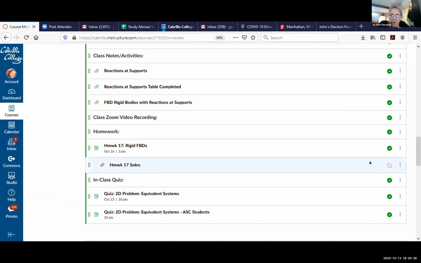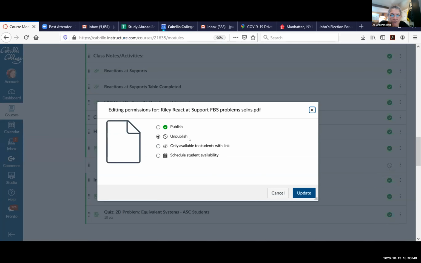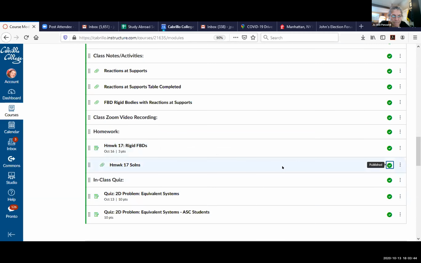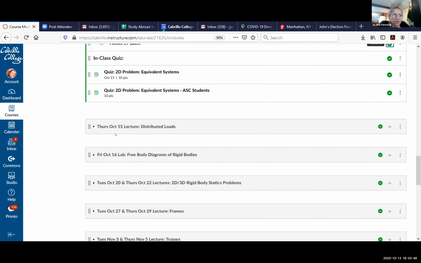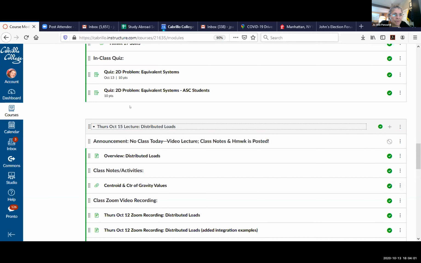Okay, let me move the pictures for a minute. Would you like me to post the solutions? I think you like to compare as you go along. So I'll publish the solutions. Okay. Then on Thursday, the topic we're doing is distributed loads. And it's really an expansion of equivalent systems. It's just another level of doing force location problems.